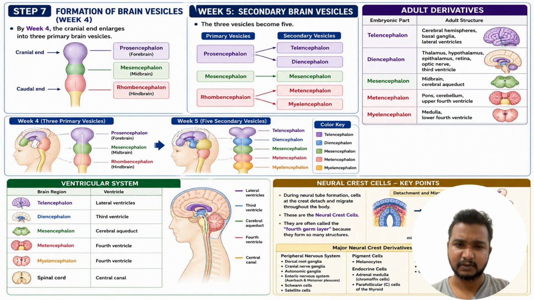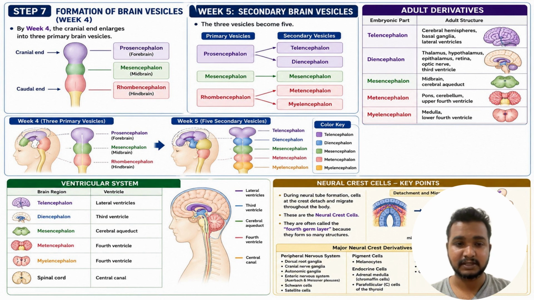The rhombencephalon, or hindbrain, divides into 2 parts. The metencephalon forms the pons and cerebellum together with the upper part of the fourth ventricle. The myelencephalon develops into the medulla oblongata and the lower part of the fourth ventricle. Everything below the myelencephalon continues as the spinal cord, containing the central canal.